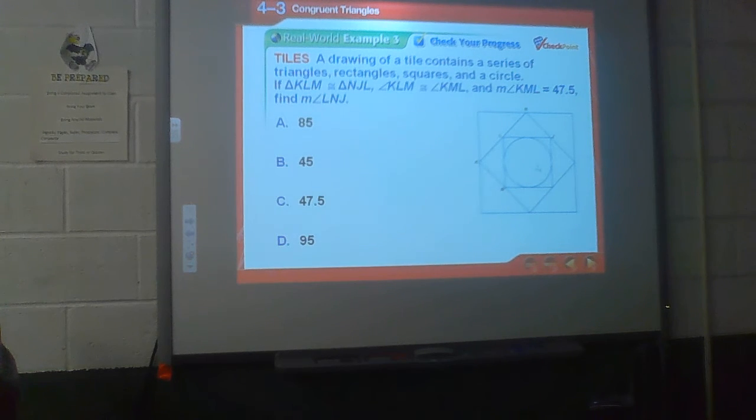So if KML is 47 degrees, find LNJ. LNJ. So again, basically, I'm taking this triangle and putting it on top of this one. So LNJ is in the same spot as MKL. And so can I find my answer? Basically exactly what Con said in the last one, right? If this is 47.5, so is this. And then I would add those two up, subtract it from my 180 to get this one. Make sense?